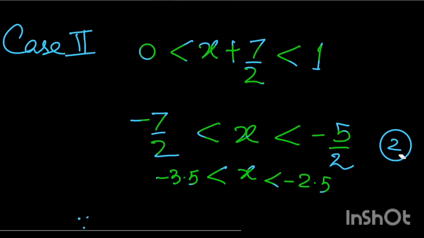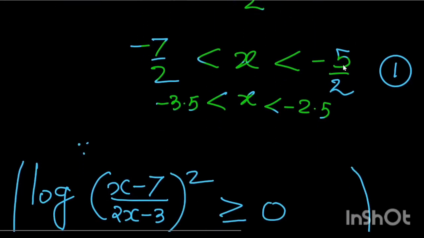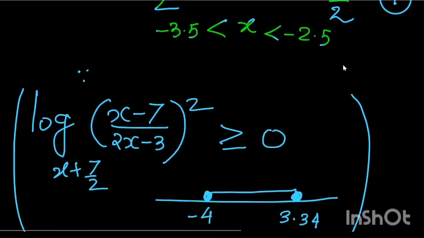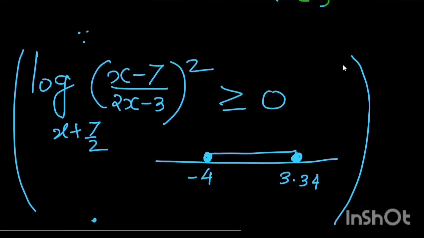Okay, this is the first equation from case 2, guys. Since in case 1, when we solved for the base x plus 7 by 2 being greater than 1, we got the answer to be this.